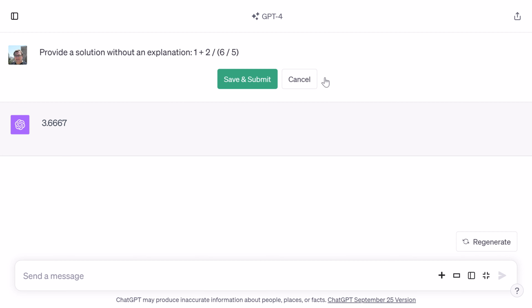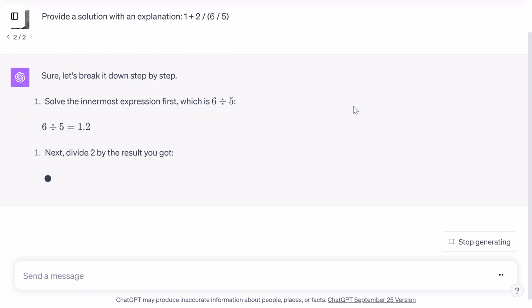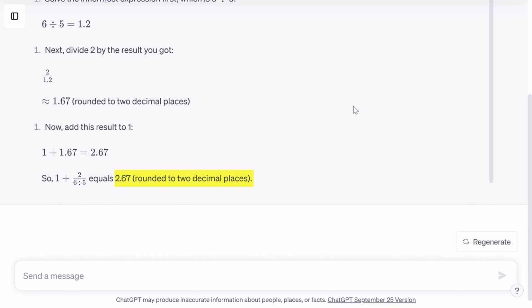I'm editing the prompt because I want ChatGPT to approach the question fresh. Now I'm asking for it to answer the same question with an explanation. This time it went through the problem step by step and came up with the correct answer. This prompt consistently gets a correct response.